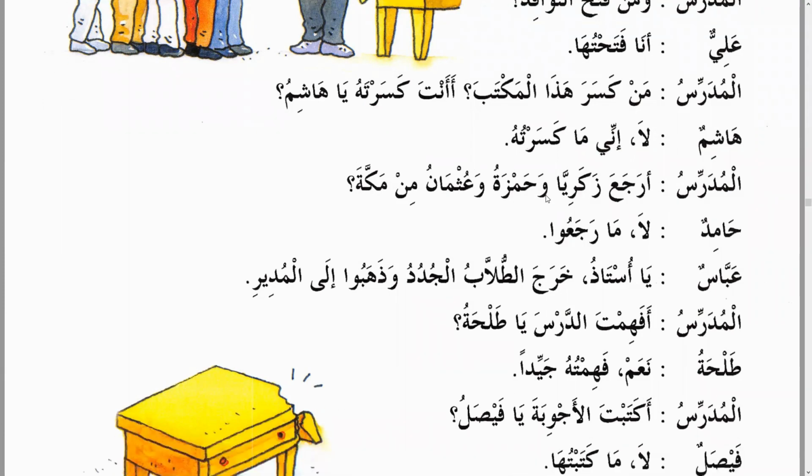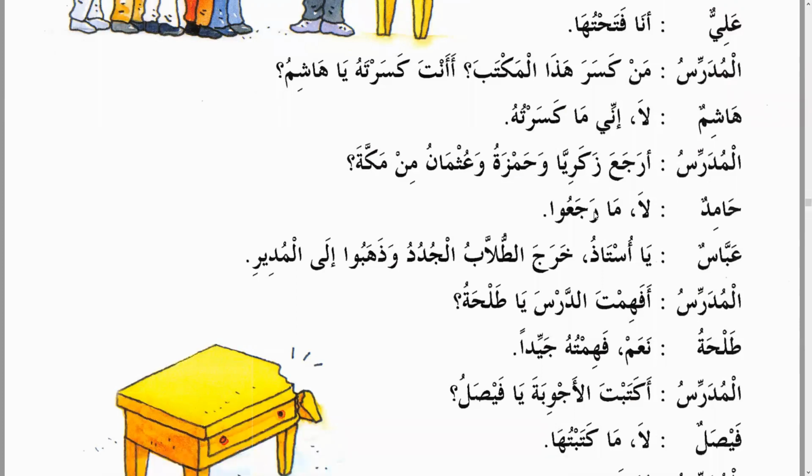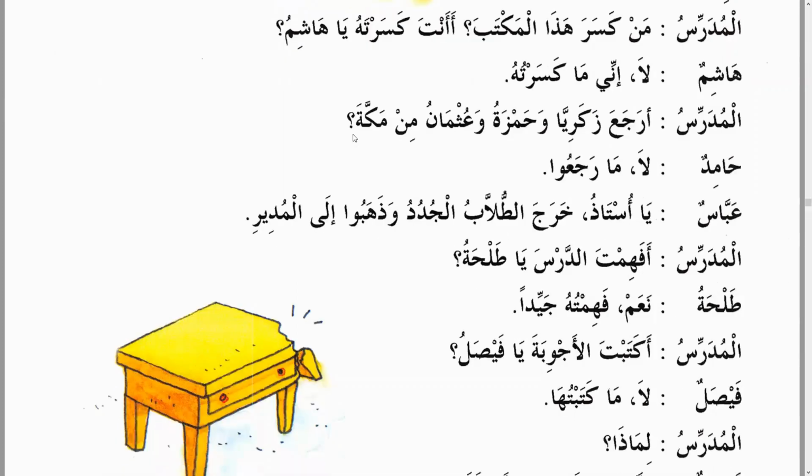Al-Mudarris. Araja Zakaria wa Hamzatu wa Uthmanu min Makkata. Did Zakaria return and Hamza and Uthman from Makkah? La ma raja'u. No, they did not return. They did not return because Zakaria, Hamza, and Uthman are plural, right? So we have to say ma raja'u. They did not return.